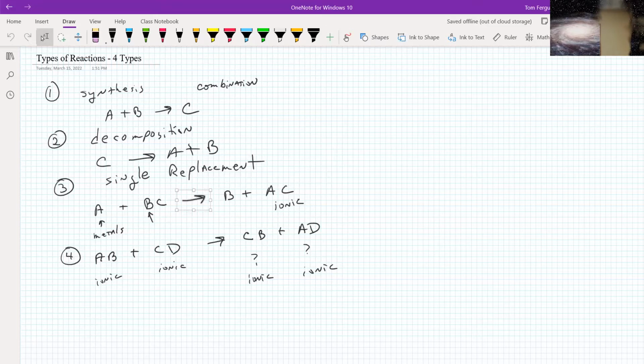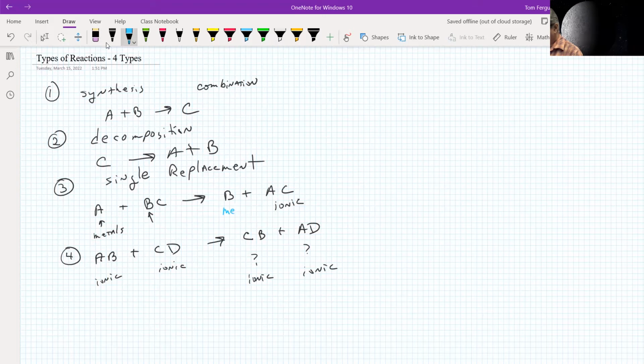Number 3, we have a single replacement, and that involves usually 99% of the time a metal. And it creates another metal. So we have a metal and an ionic compound, and it produces another metal and ionic compound. And what happens, the A and the B swap. They exchange electrons. And the question is, will this reaction happen?